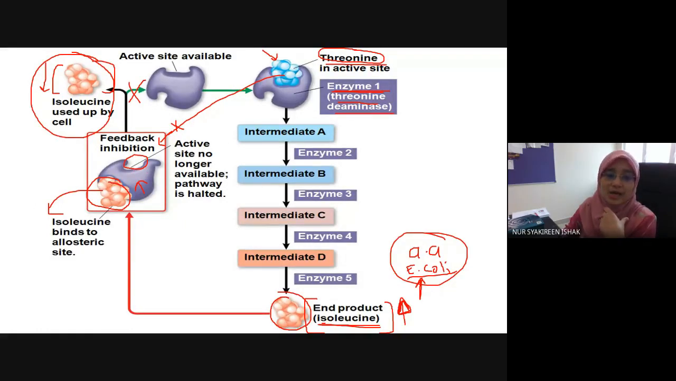Okay, and then causes the enzyme to change back to its original shape and catalyzes the synthesis of isoleucine again.